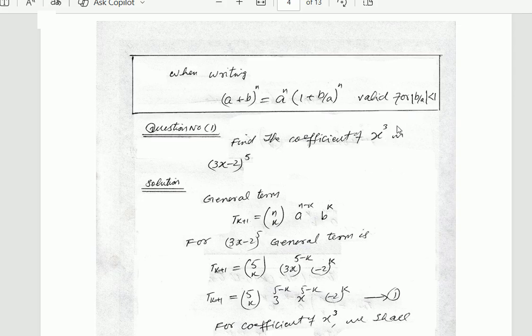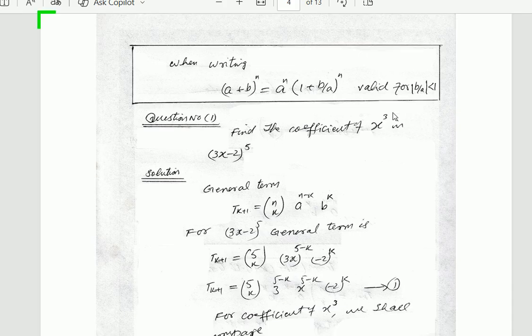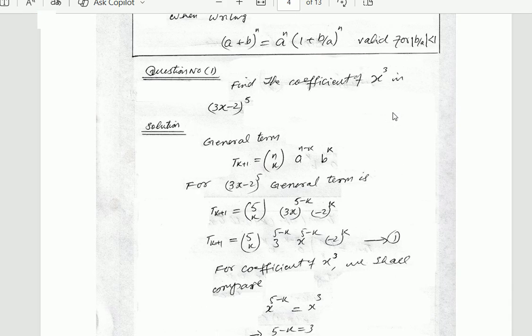Now, when we write (a plus b) whole raised to the power n equals a raised to the power n, by taking a raised to the power n common, we get 1 plus b over a whole raised to the power n. This is valid when b over a is less than 1. So, we shall explain the binomial expansion by taking question number 1.